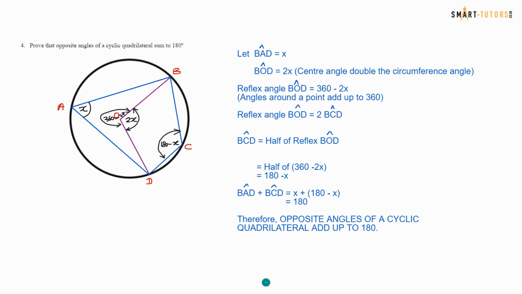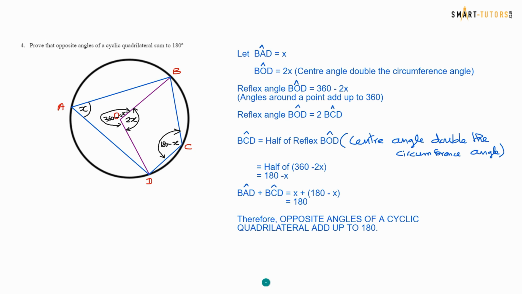Then BCD is half of the reflex angle BOD. You need to write the reason: center angle double the circumference angle. I missed writing this one, so I just add this again: circumference angle. Half of 360 minus 2X is 180 minus X, since half of 360 is 180 and half of 2X is X. So angle BCD is 180 minus X.